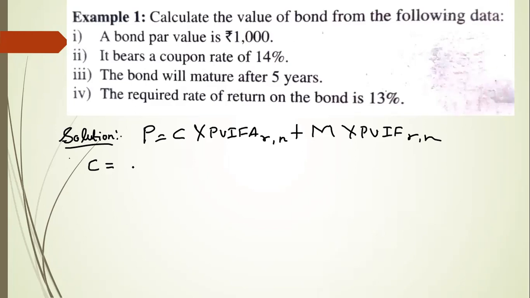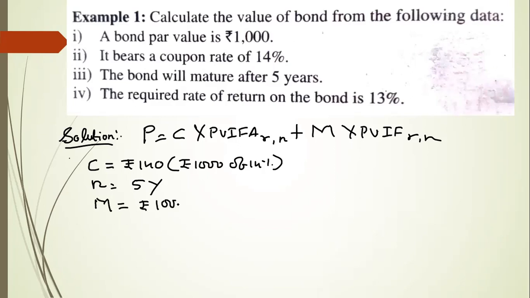So 14% of 1000, that will be rupees 140. So rupees 1000 of 14%. Okay, and we have N, that is 5 years. And the principal amount, that is M, is equal to rupees 1000, and R, the return we are expecting, the required rate of return, that is 13%.